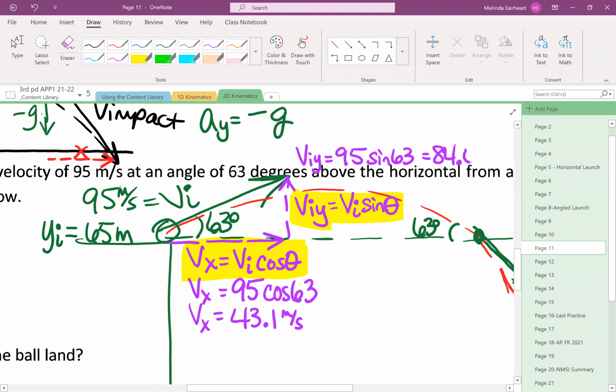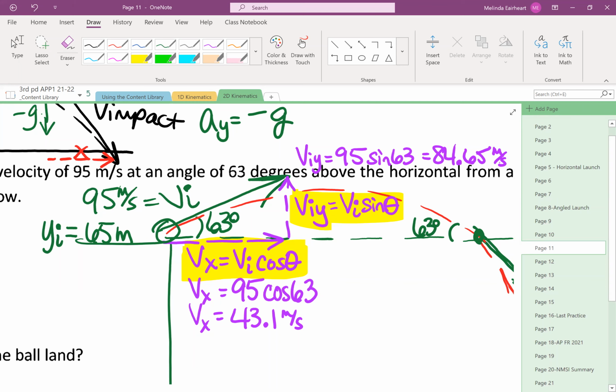Okay, we'll just round it to 6.5. Okay, and that would be meters per second as well. And so these are the horizontal and vertical velocity components that we're going to use in our kinematic equations.